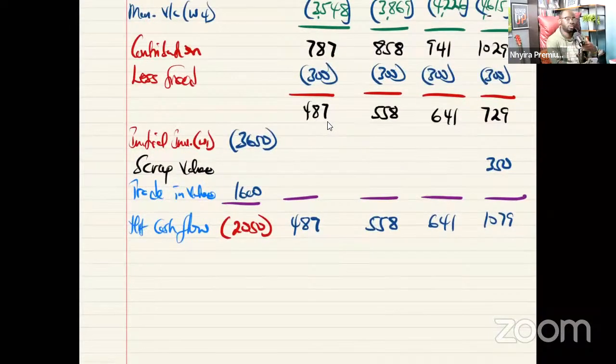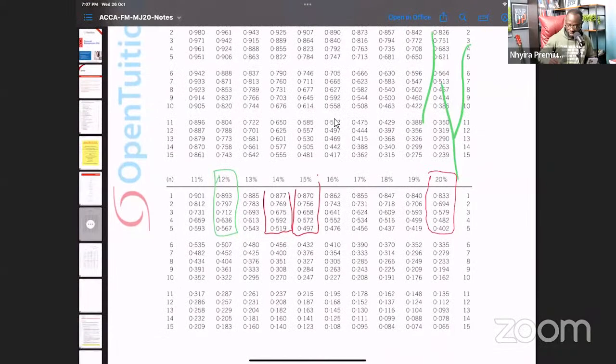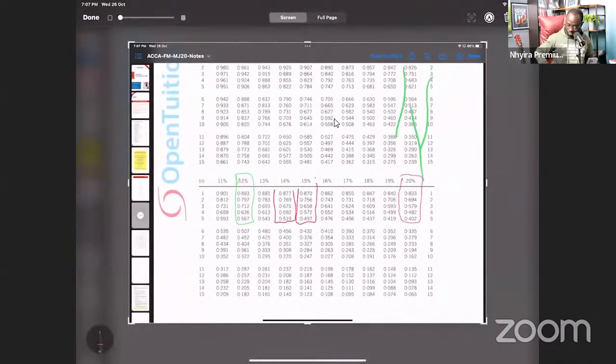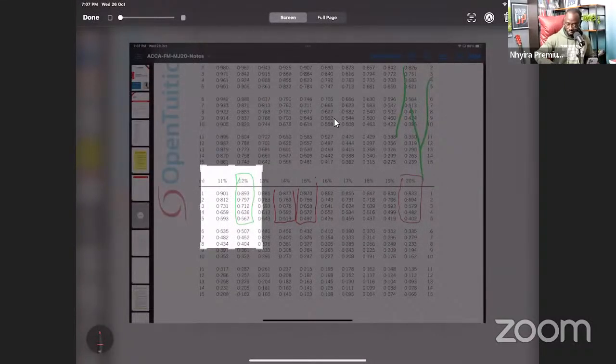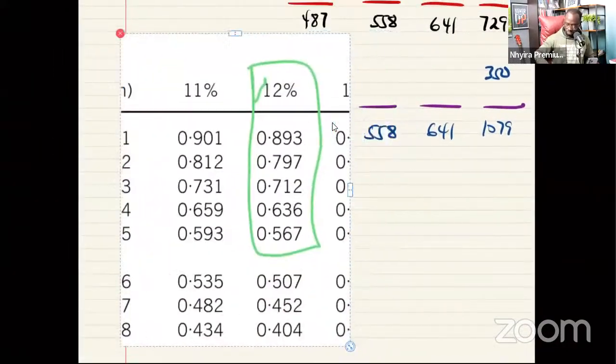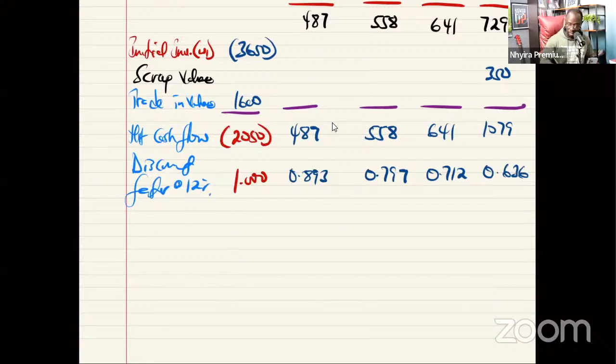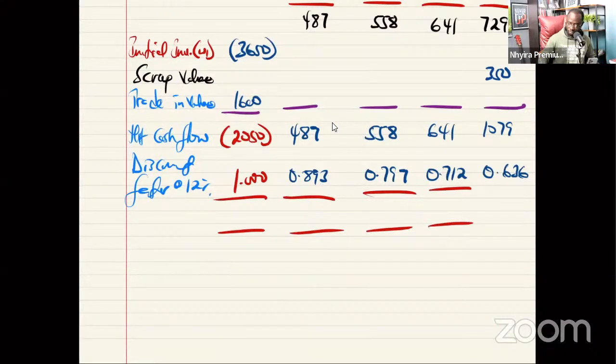Assuming there was nothing like that, then that is where I mentioned that we could start with the 10%. So discount factor at 12%. Year zero is still going to be 1.00. So let's go to the present value table, go to 12%, and bring it up here. I just needed to write 0.893, 0.797, 0.712, 0.636. Then I can remove this from here. Then we can multiply to get a present value, respectively.